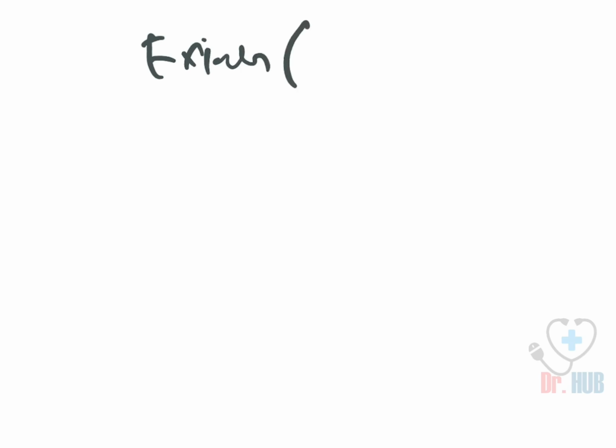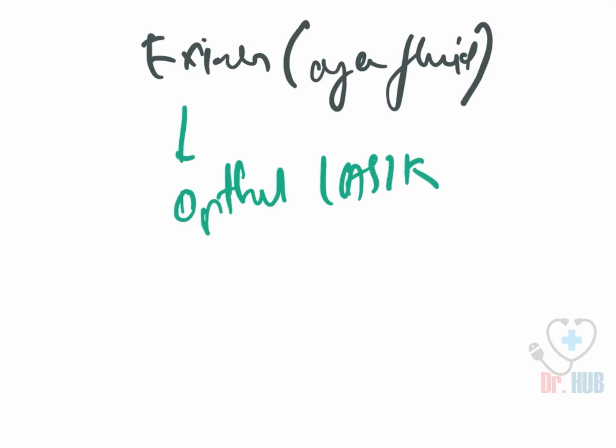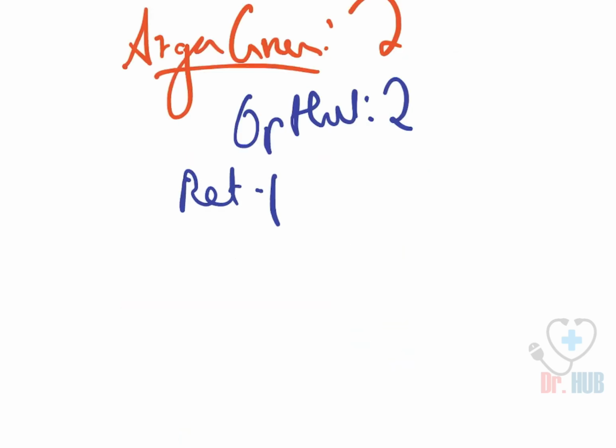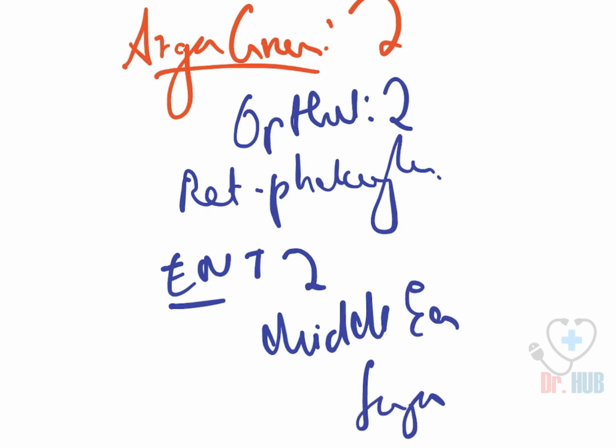Next, we move on to the excimer laser. So excimer is nothing but the argon fluoride. So it is used in case of the ophthal, that is LASIK. Next we see the argon green. Argon green is used in case of the ophthal, that is in case of the retinal photocoagulation, and in case of ENT, it is used in case of the middle ear surgery.